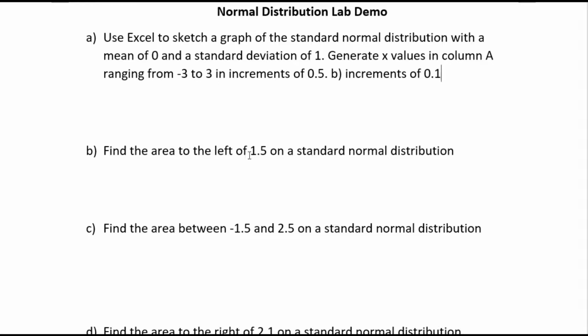Find the area to the left of 1.5 on a standard normal distribution. That means we're looking at the standard bell curve, and at the area to the left of, remember, it starts at 0, -1, -2, we're looking to the left of 1.5. So we need a function for that.